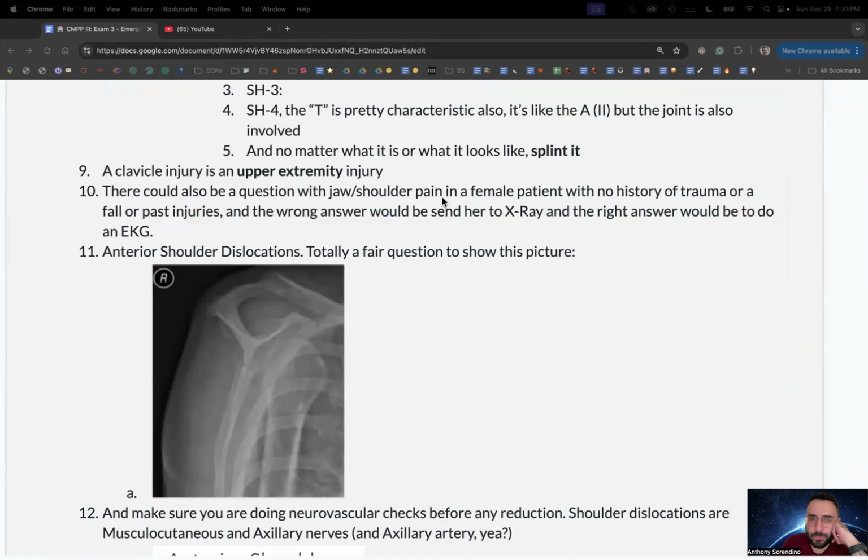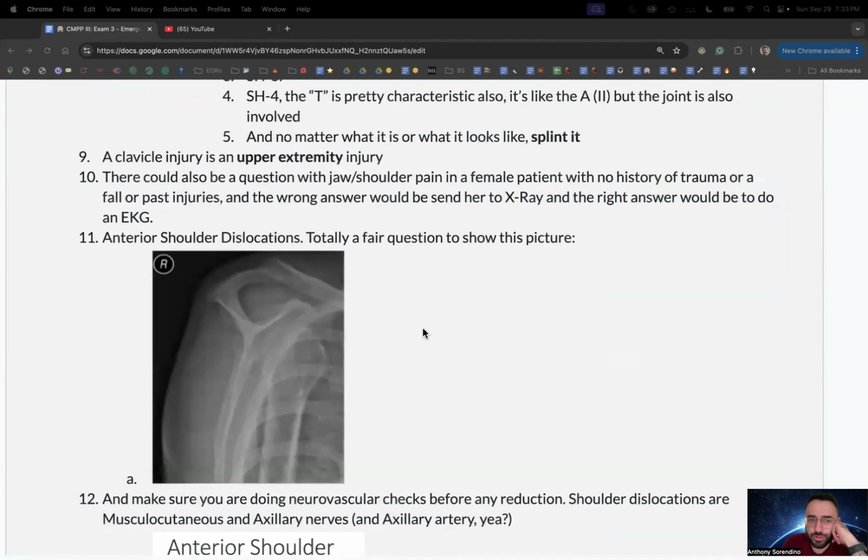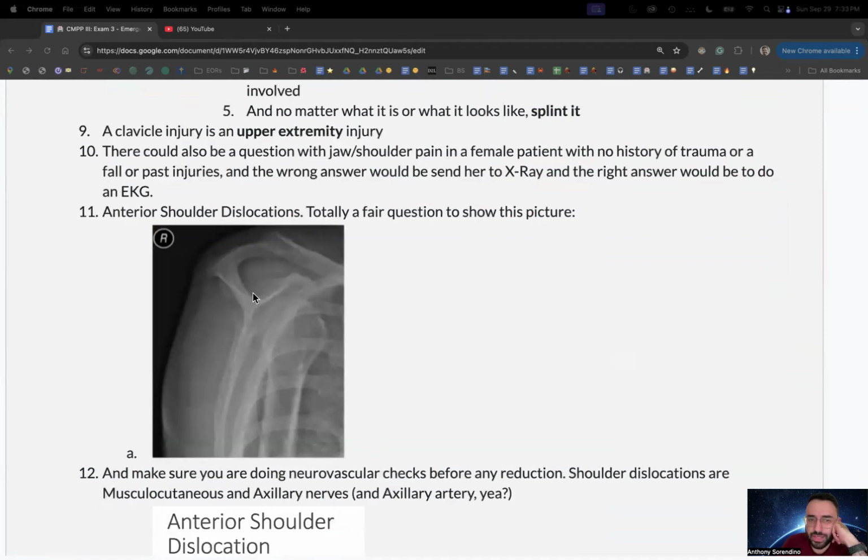Clavicle injuries and upper extremity injury, anterior shoulder dislocation. So this is that Y sign. If the head of the humerus is to the right in front of it, it's an anterior dislocation. If it's behind, it's posterior. So look for seizures or electric shocks.